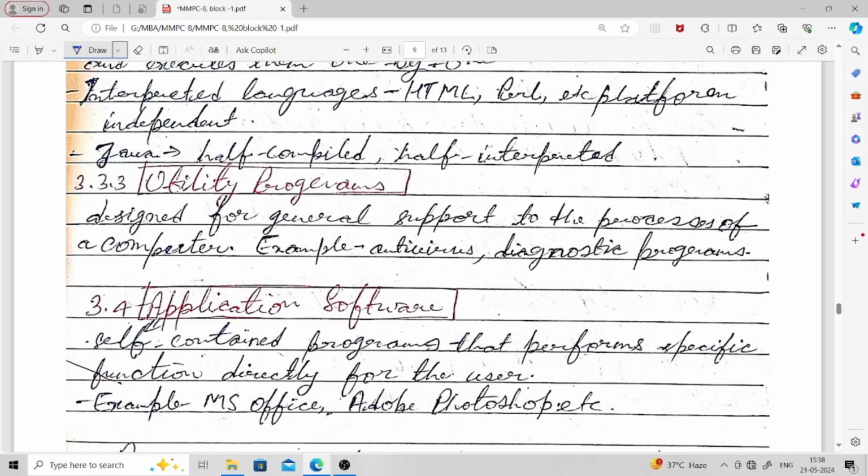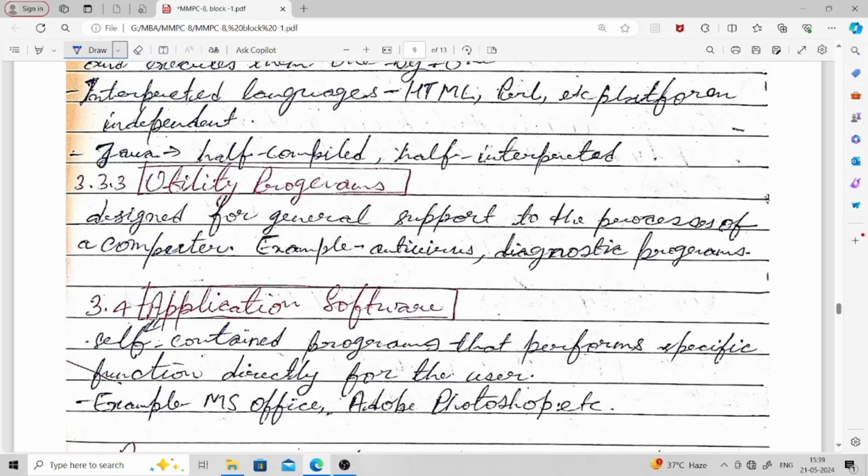Then you have utility programs. Utility programs are designed for general support to the processes of a computer. Examples are antivirus and diagnostic programs. Utility programs are also system software, so they support the processes of the computer.